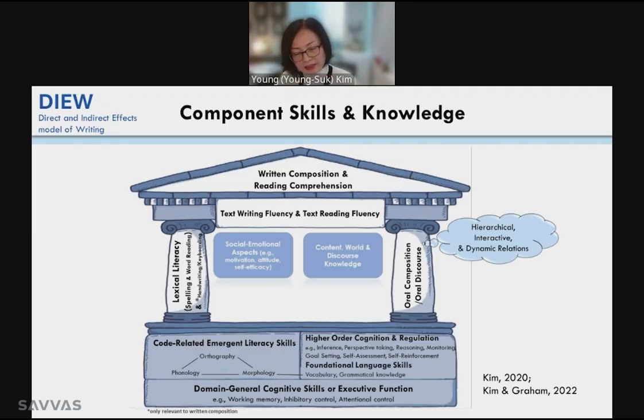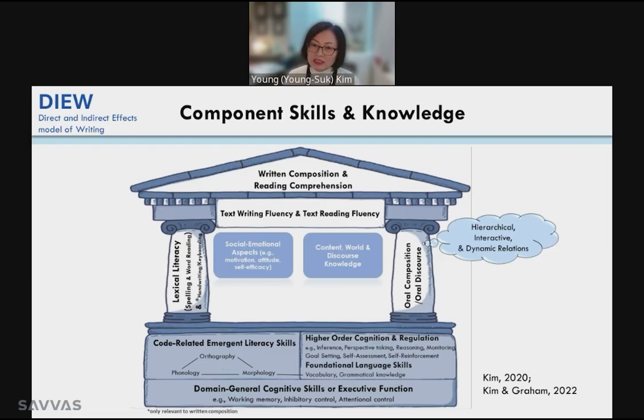The other pillar that supports the beam and the roof is called oral composition and oral discourse. So oral composition, you might not have heard of it. You can think of it in a simple way. It's composition, but it's done in an oral language context. So instead of asking you to write about winter break, what if I ask you, right, to tell me how your winter break was or your highlight of your winter break? And when you do that, that's really oral composition.